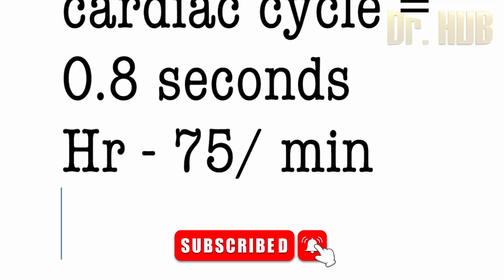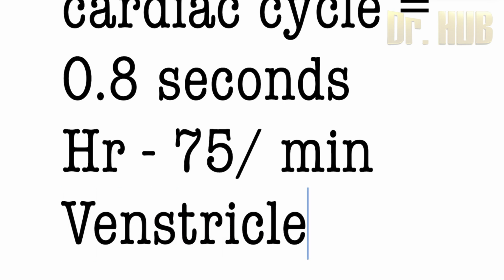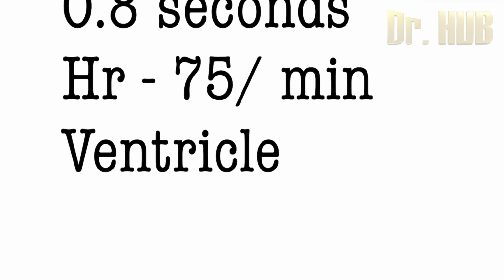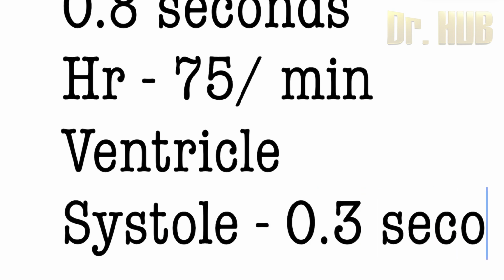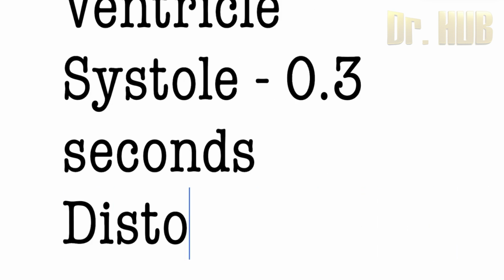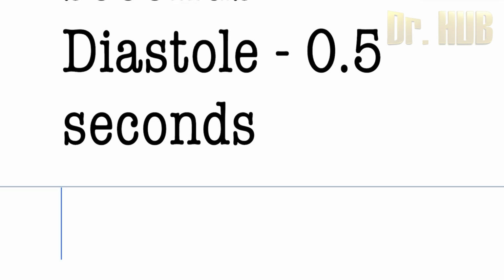So first is in case of the ventricle and the atrium. So let's look at the ventricle. In terms of the ventricle, there is a systolic phase and then there is a diastolic phase. In case of the systolic phase, the ventricle will be about 0.3 seconds, whereas in case of the diastole, it is going to be 0.5 seconds.